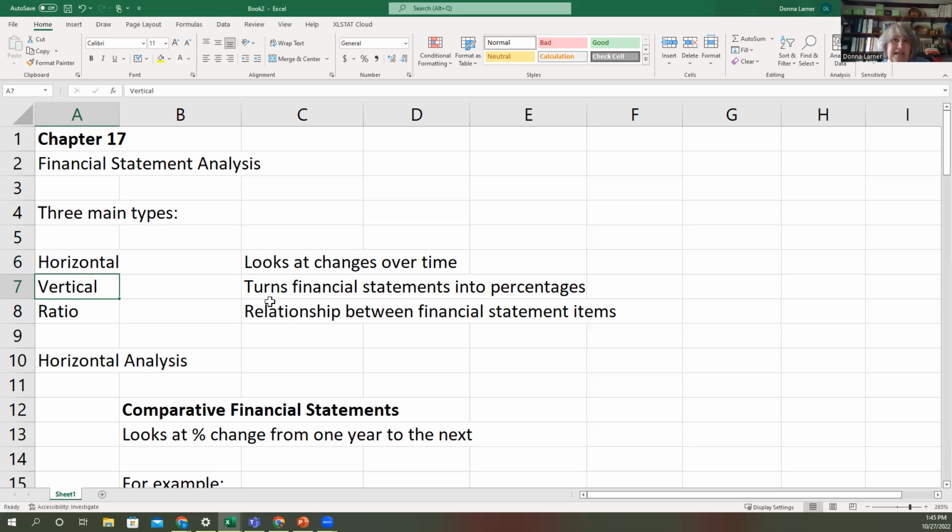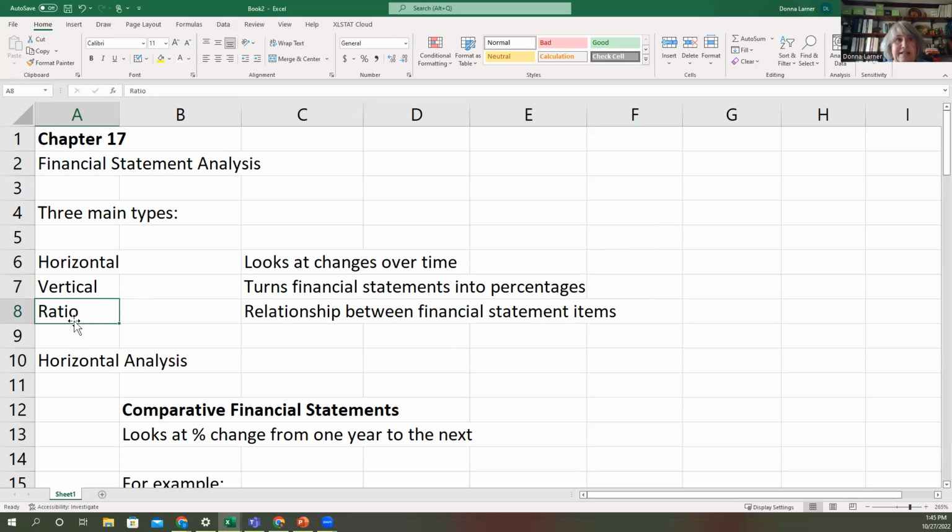But if I didn't look at it as a percentage, I would just say, well, they have a lot of cash and we don't have much. Because we're different size companies, it makes it hard to compare unless we turn things into percentages. So I'm going to walk you through some vertical analysis. It's not hard, tedious math calculations, but if you're good at Excel, you can speed up the process a little.